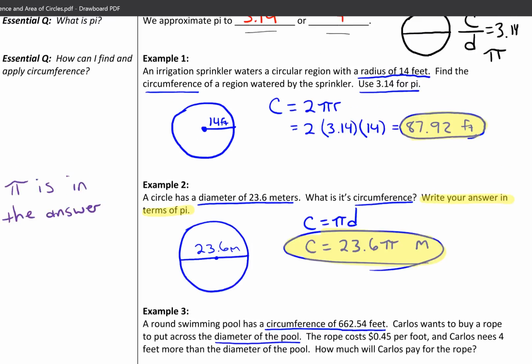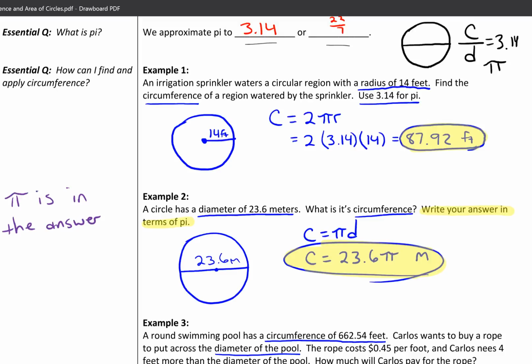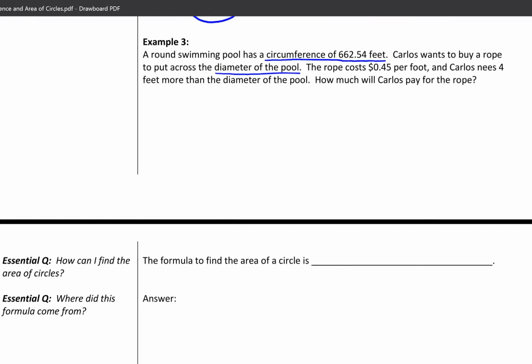So think about what we did over here in examples 1 and 2. We multiplied the diameter by 3.14 to get a circumference. So what do you think we should do to work backwards? Well, we are going to divide by pi. Instead of multiplying by pi, we're going to divide by pi. So let's set up our formula. C equals pi times diameter.